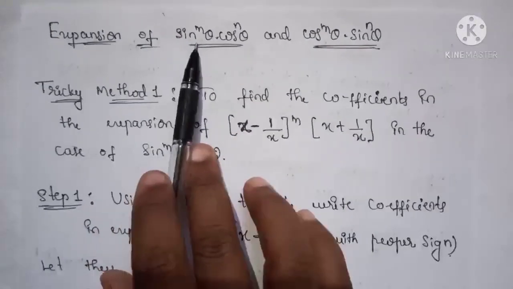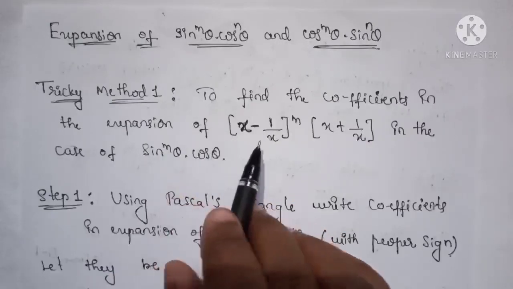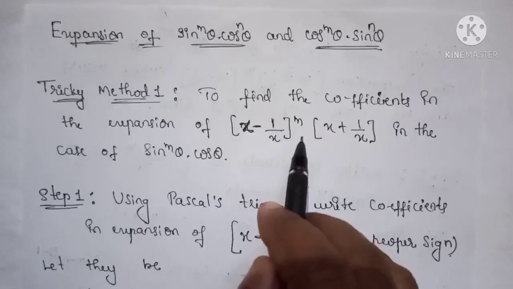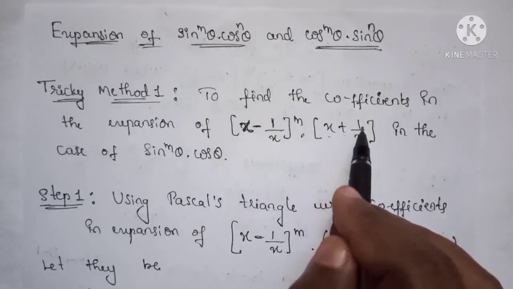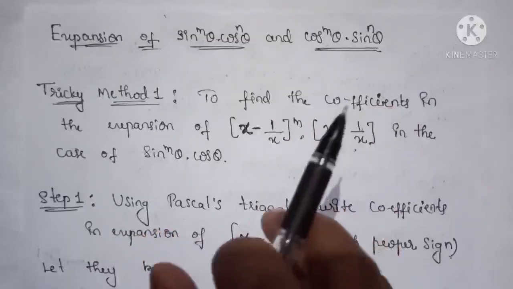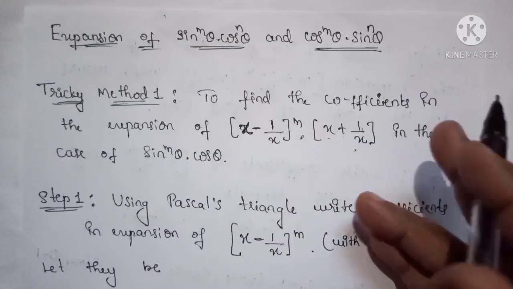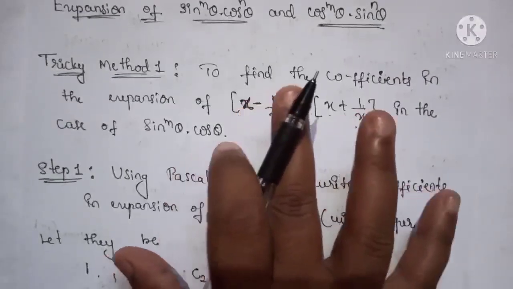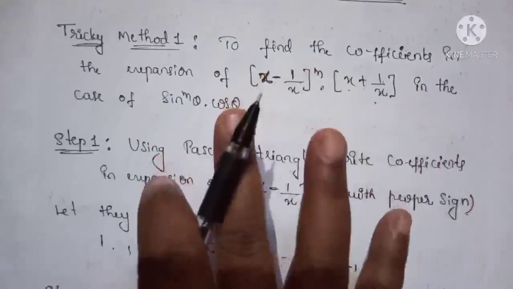So sin means we always consider x minus 1 by x, to the power given, into cos, which means x plus 1 divided by x. First we get the coefficients, then we do the calculation part further. First we get the coefficients by using this trick.